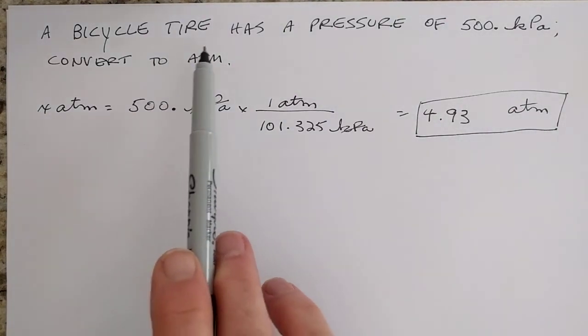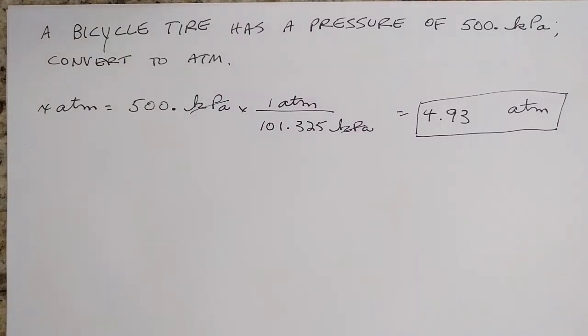So our bicycle tires have a higher pressure than car tires. And of course, this depends on what kind of bicycle you have. I have a beach cruiser, and that has a lower pressure than that. But if you have a road bike, you might have your tires inflated to a higher pressure than that.